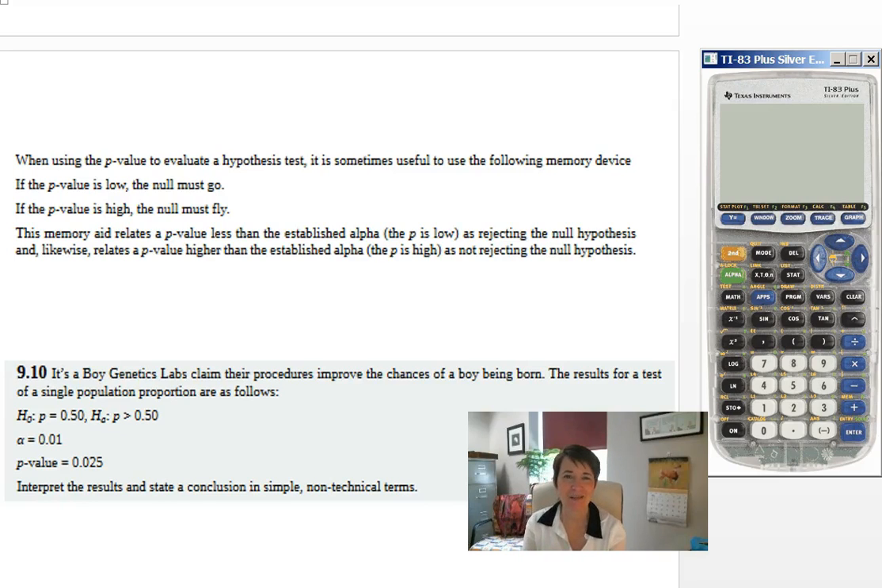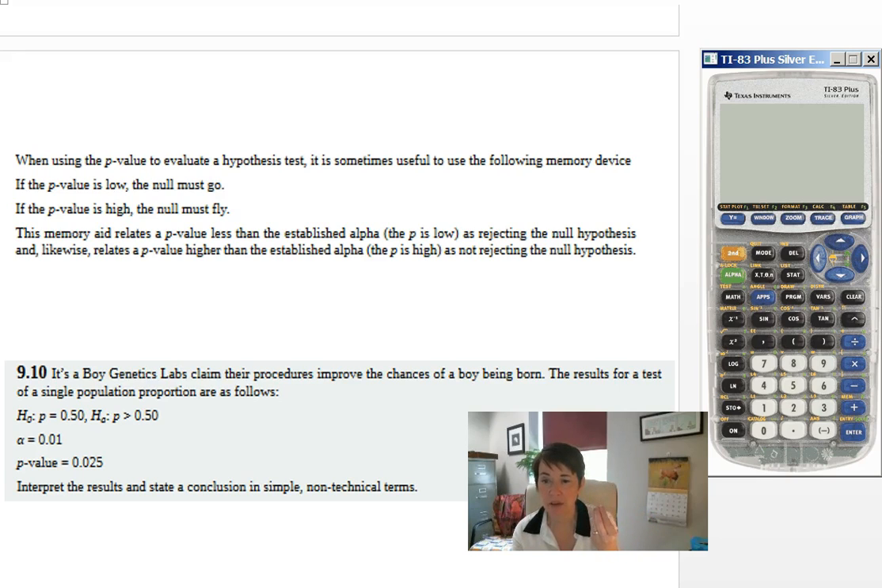Sorry about that. So the book has a little rhyme to help us remember. When the p-value is very low, the null must go. It means we reject the null hypothesis. When the p-value is high, the null must fly. We're going to stay with that.